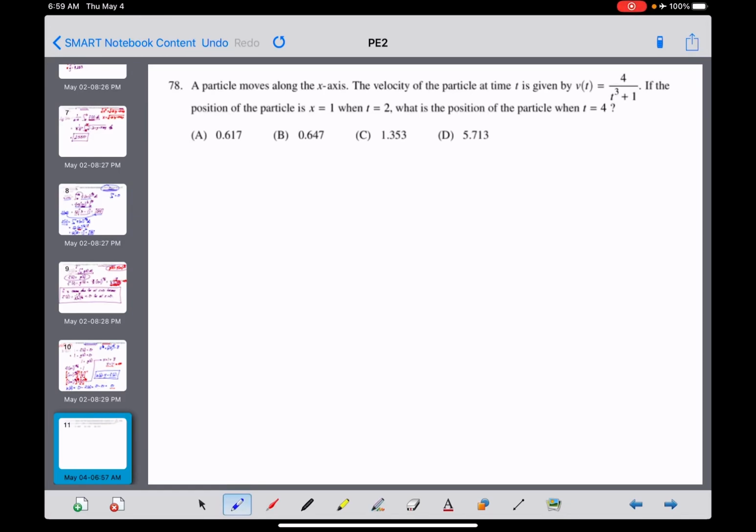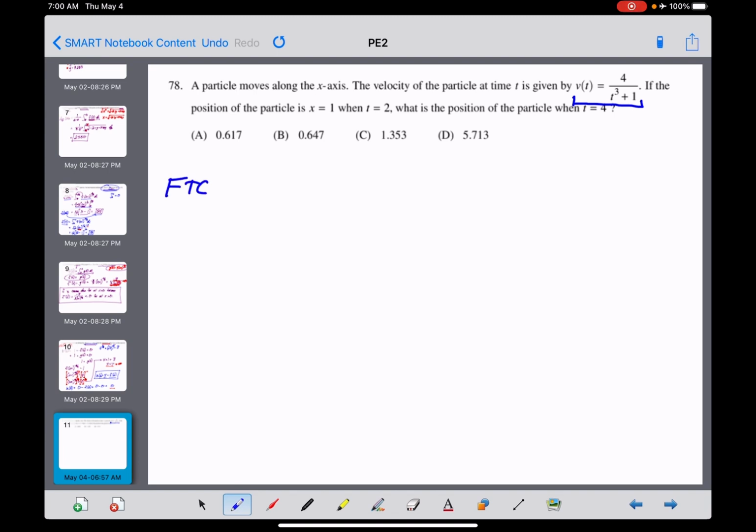All right, guys, in number 78, we've got a particle in motion right here, and they give you the velocity function for that particle right there, and then they're giving you information and then also a question about position. So if we're looking to go from velocity to position, this is probably going to be an integration problem, and I believe this is going to be an FTC Part 1 issue right here.